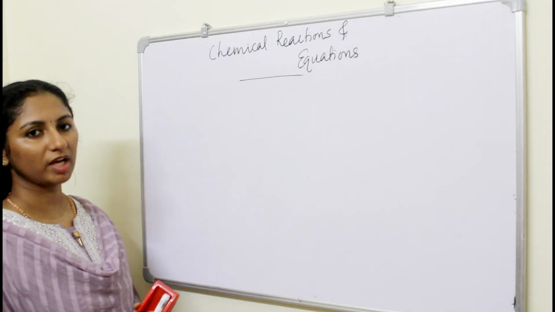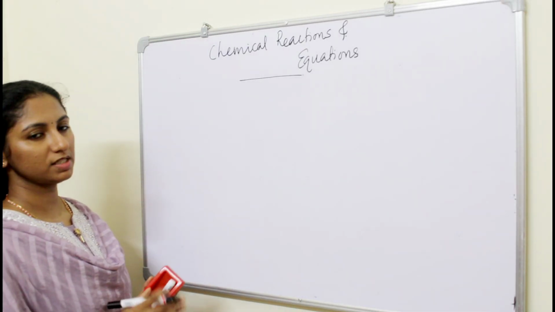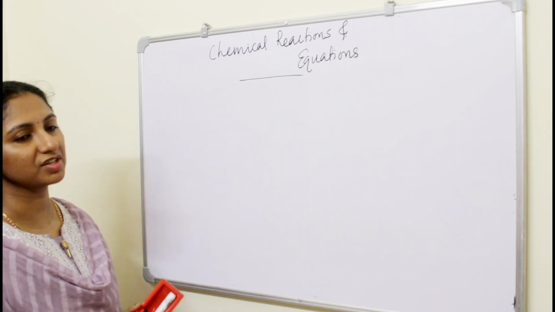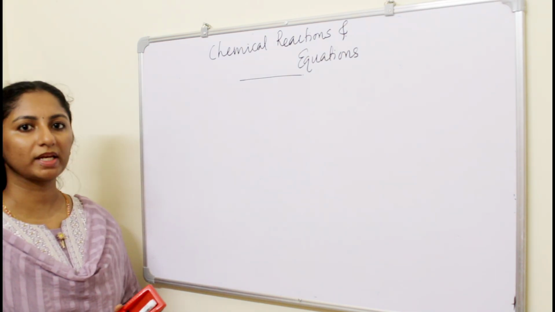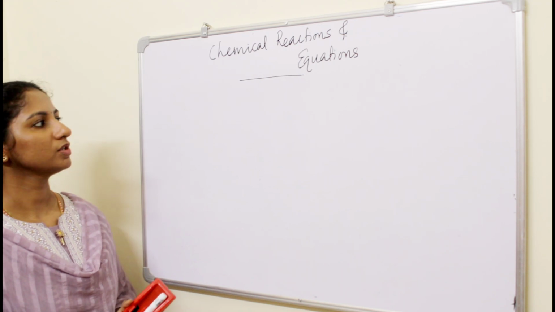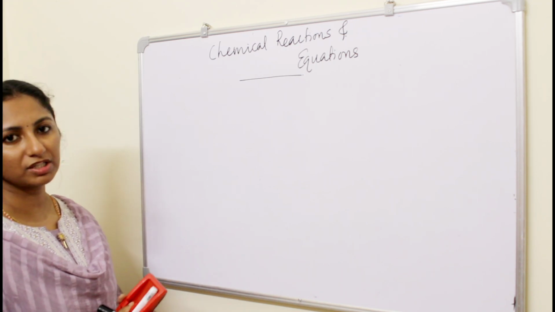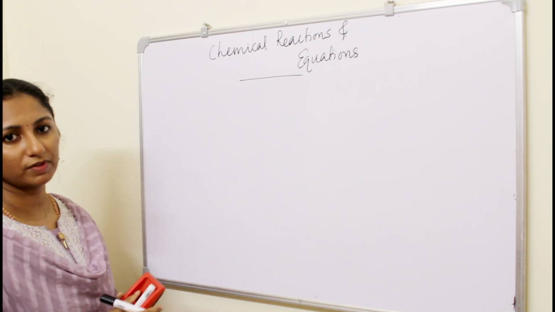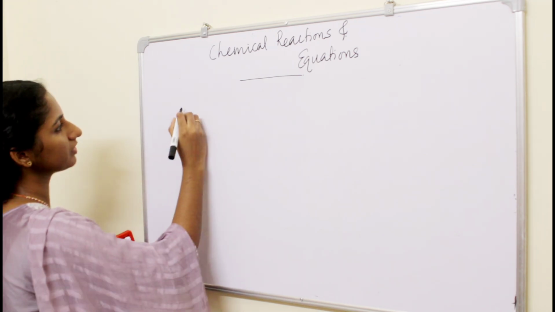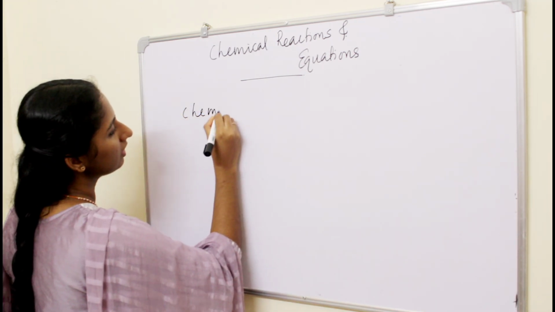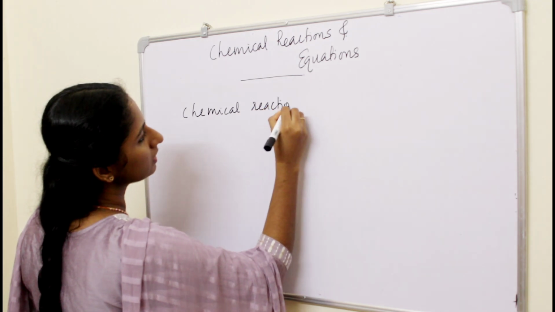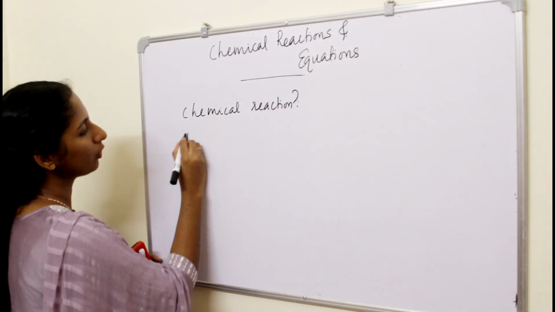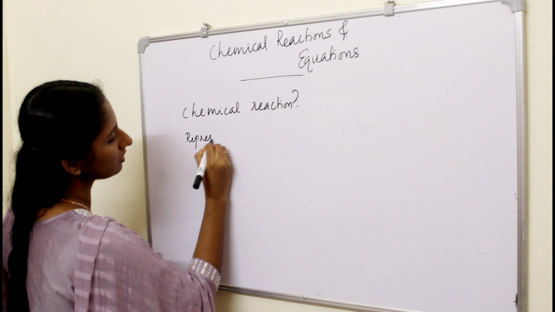So this is the first chapter of class 10. That is chemical reactions and equations. In your daily life you can observe so many chemical reactions, right? So we can directly get into the main points of this chapter. What is a chemical reaction? How can we represent a chemical reaction?